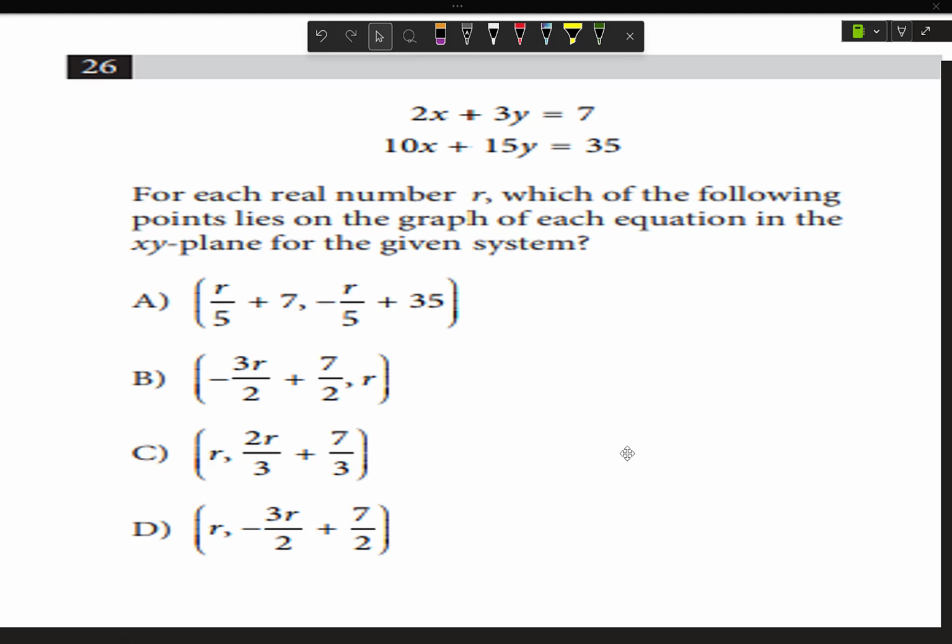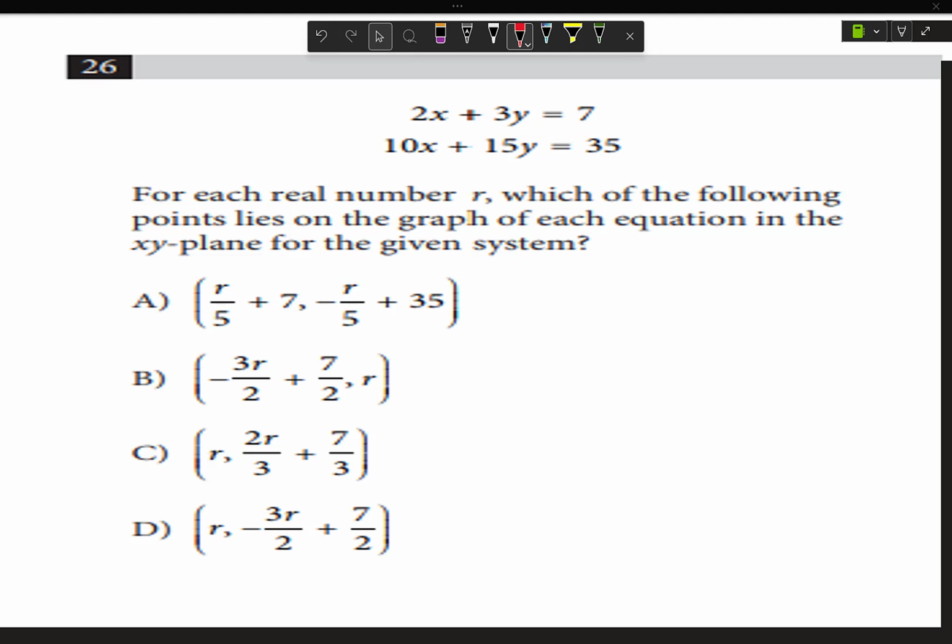All right, this is questions 26 and 27 on the Math SAT. Question 26. For each real number r, which of the following points lies on the graph of each equation in the xy plane for the given system?